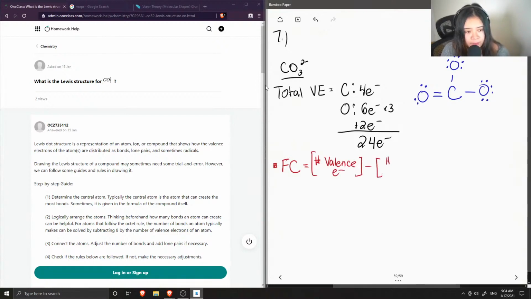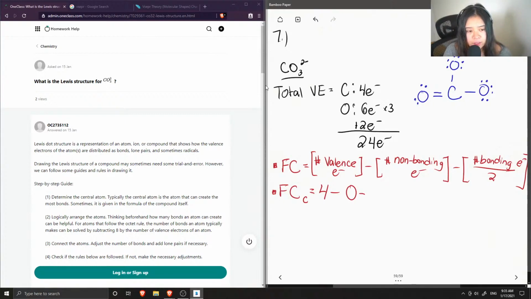minus the number of non-bonding electrons minus the number of bonding electrons divided by 2. Okay, so first let's calculate the formal charge of our carbon atom. So carbon has 4 valence electrons. There are no lone pairs on the carbon, so we just write 0 for non-bonding. And there are 4 bonds to the carbon, so there are 8 bonded electrons in total, divided by 2. So the carbon has a 0 formal charge.